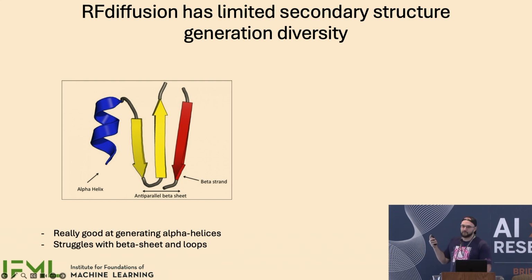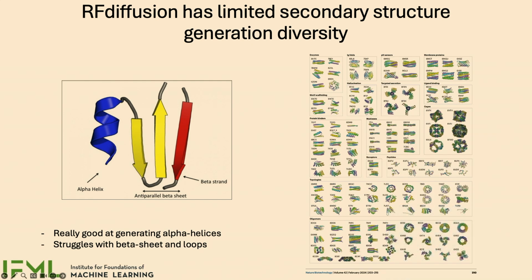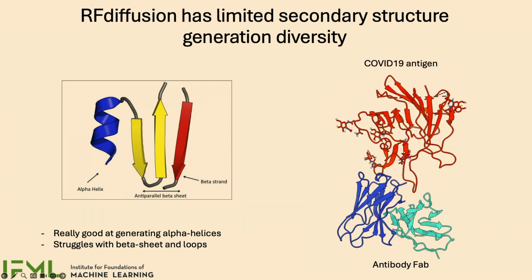So here is a review that just came out last year of all the de novo protein structures that exist in the Protein Data Bank. And you can see they're highly enriched for just helical proteins, very rich in helices. And there's just a handful of them that actually have these beta sheets in them. And these beta sheets and generating these loops is very important. And one application where they're important is antibody design, right?